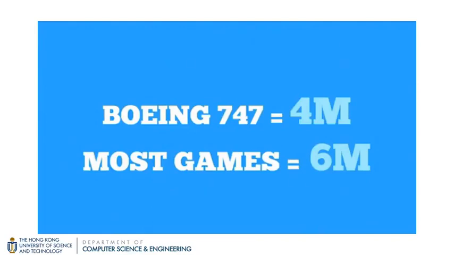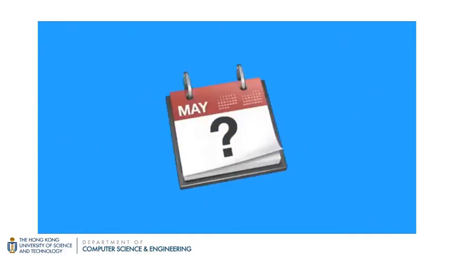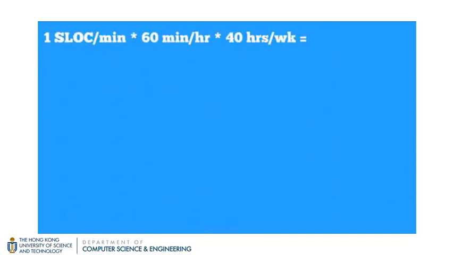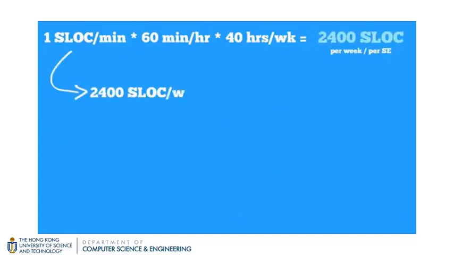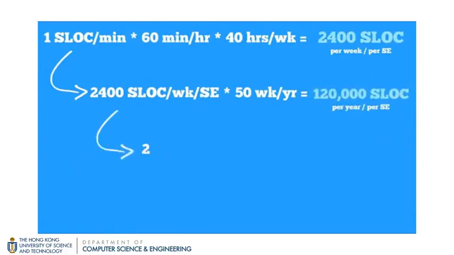So these are really huge software systems that really can't be thought of at like one line or one class at a time. The software engineer needs to think about the design at different levels, from one line of code all the way up to the entire system. So let's think about scheduling that for just a moment. If I can write one source line of code per minute, there's 60 minutes in an hour, and there's 40 hours in an average work week. That gives me 2,400 source lines of code per week per software engineer. So if we take that, and we multiply that by the usual 50 work weeks per year, that means every software engineer can crank out 120,000 source lines of code per year.